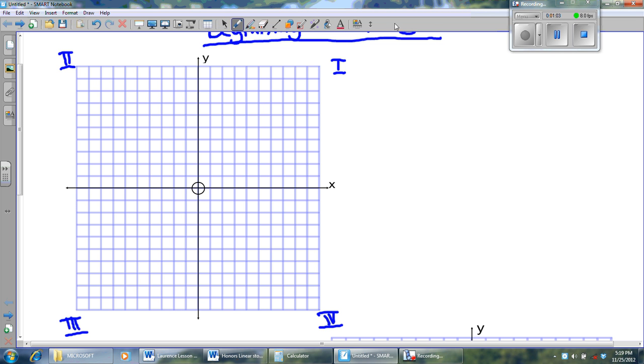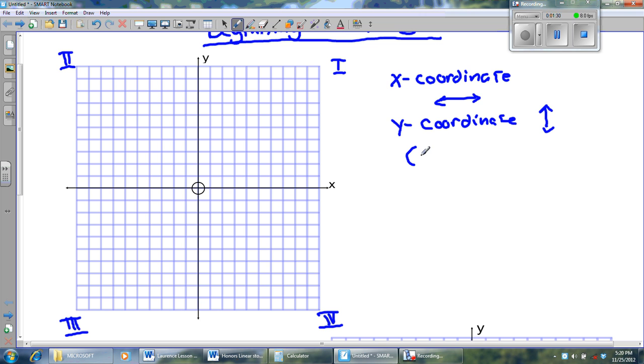Now, each point has to have 2 coordinates. It has to have an x-coordinate, which is your horizontal movement, okay? And then you have to have a y-coordinate, which is your vertical movement, okay? Now, we write our points like this, x, comma, y. We're not actually going to write x and y in, we're going to put values.